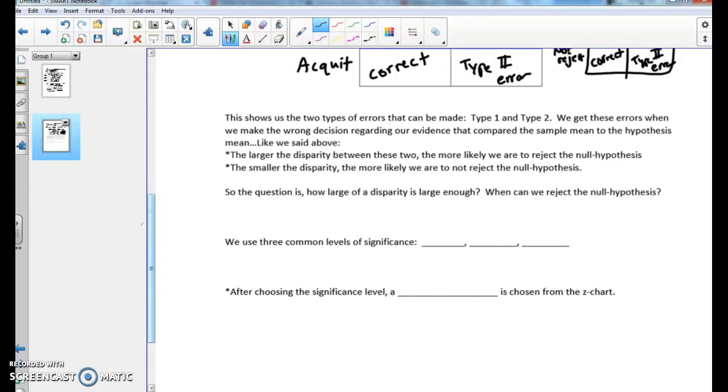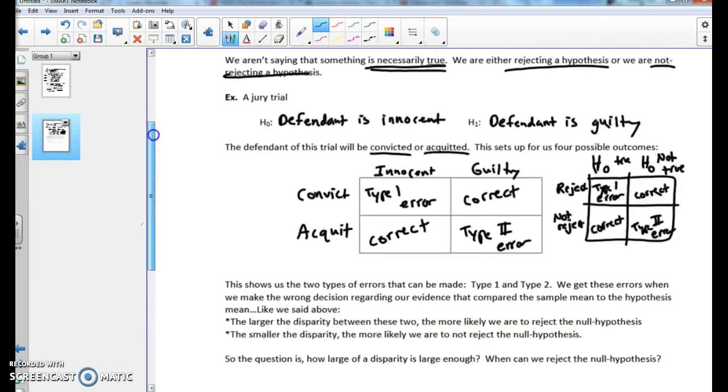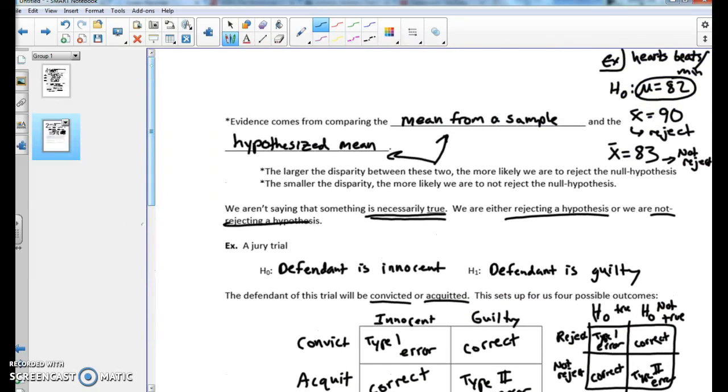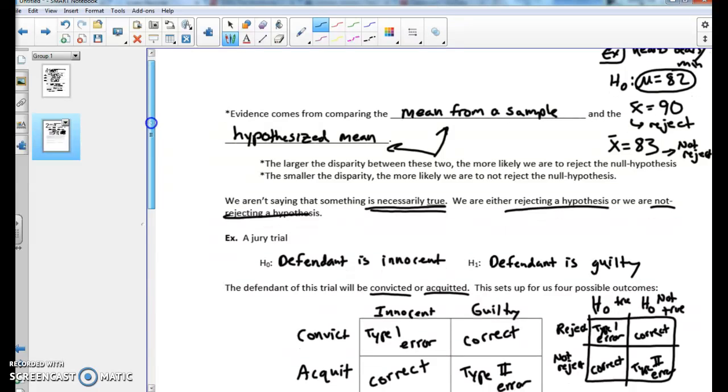We get these errors when we make the wrong decision regarding our evidence that compared the sample mean to the hypothesis mean. And like we said above, the larger the disparity between the two, the more likely we are to reject the null hypothesis. The smaller the disparity, the more likely we are to not reject the null hypothesis. This was again like that first example I did up in the top right corner here about heartbeats per minute. If you get a sample of 83 and your null hypothesis was 82, you might not reject that. But if your sample mean was 90, your null hypothesis was 82, yeah, you're probably going to reject that.